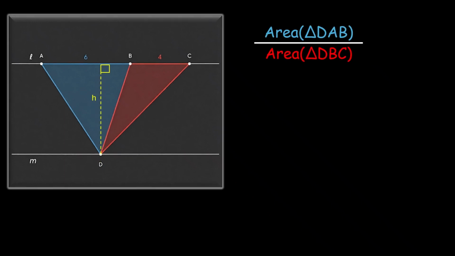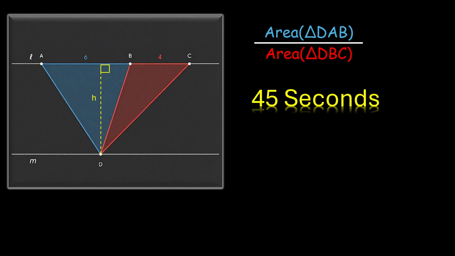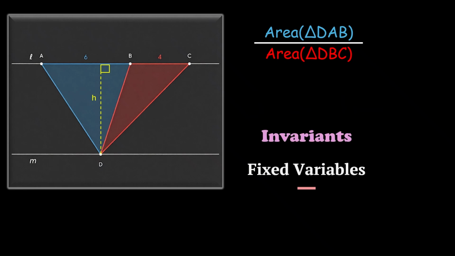The amateur starts hunting for each height. They look for coordinates. They try trigonometry, or they pray for a given altitude. They spend 45 seconds solving for a variable that ultimately vanishes. But the elite student looks for invariants.